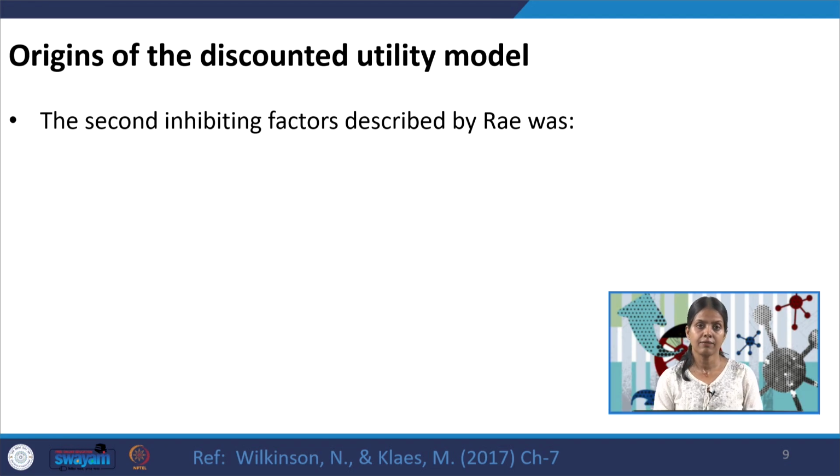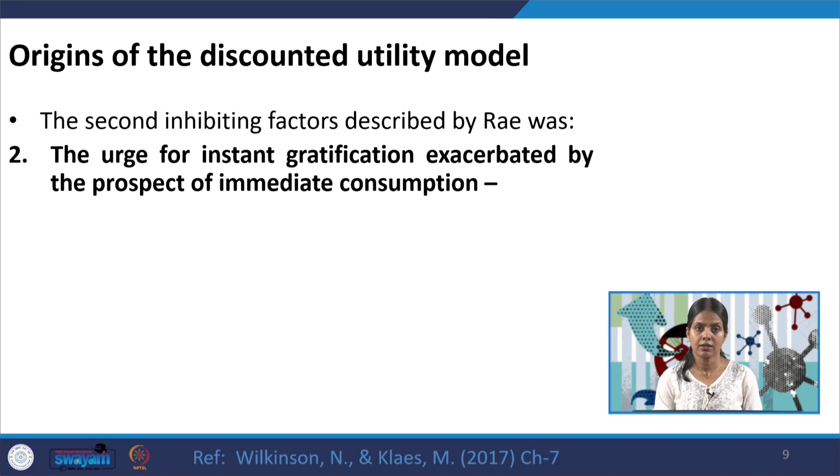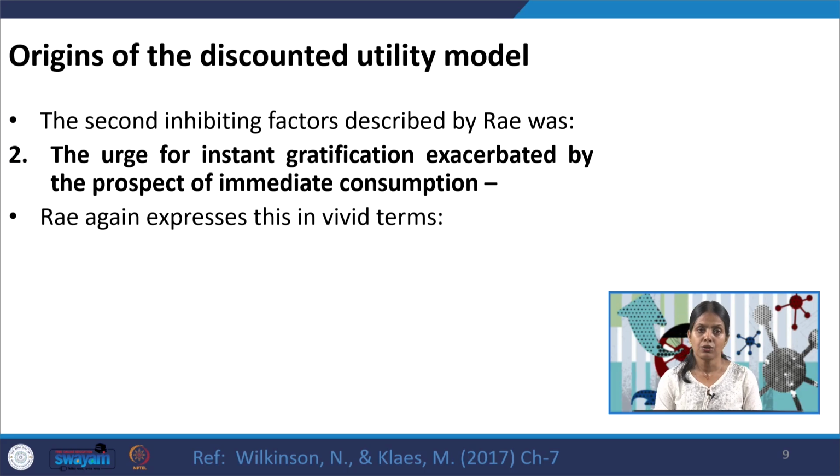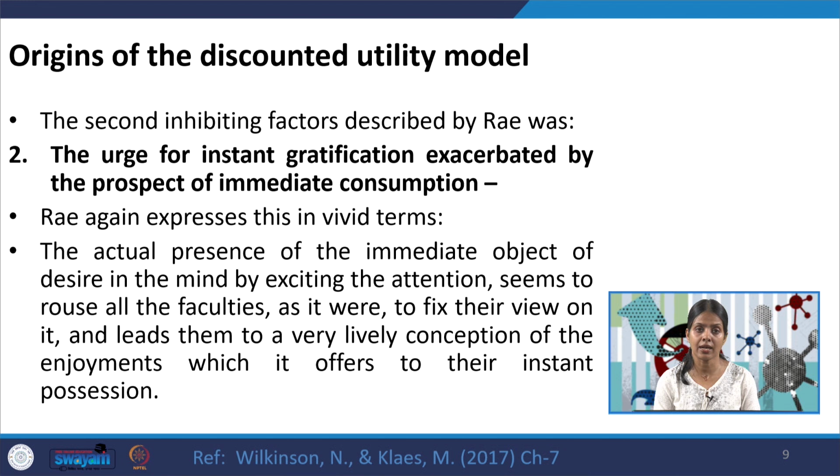The second inhibiting factor described by Ray was the urge for instant gratification exacerbated by the prospect of immediate consumption. So, this is what is referred to as impatience. We want instant gratification, or we want to bring forward the consumption. Ray again expresses this in vivid terms as the actual presence of the immediate object of desire in the mind by exciting the attention seems to rouse all the faculties as it were to fix their view on it and lead them to very lively conception of the enjoyments which it offers to the instant possession.